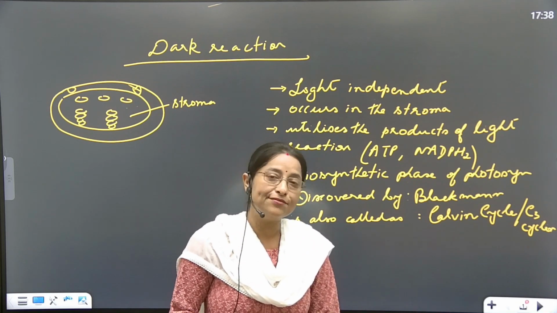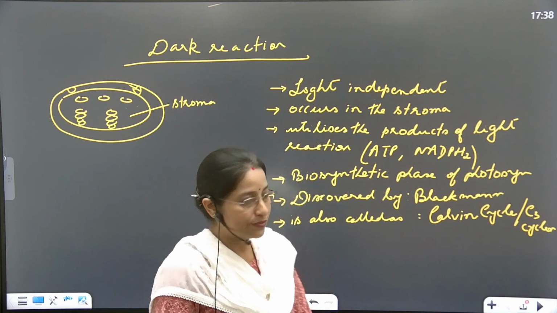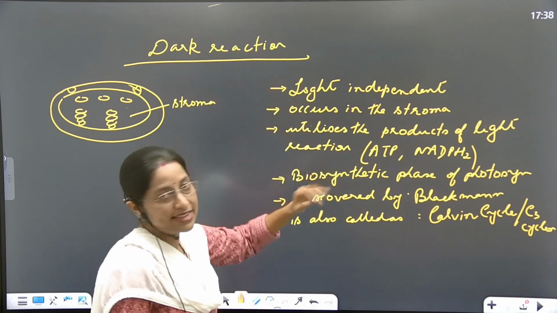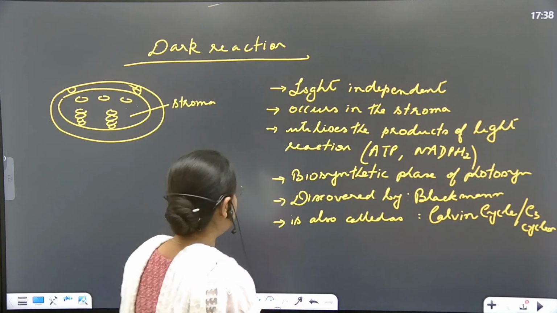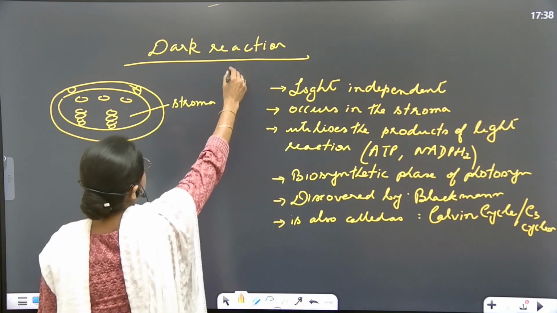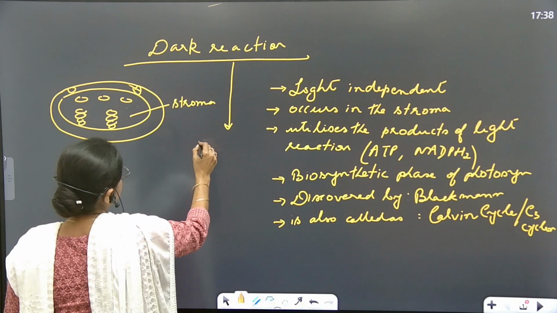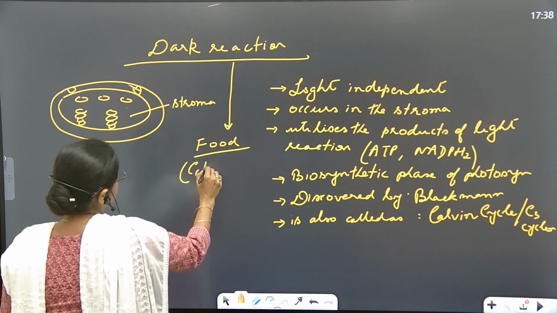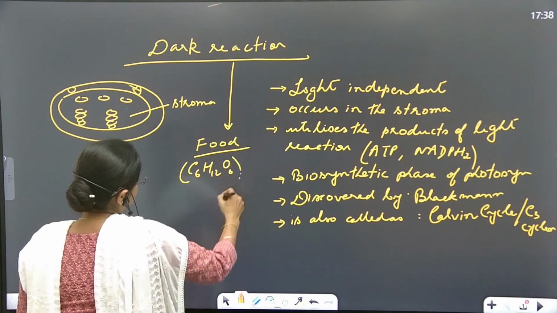As far as the discovery of the dark reaction is concerned, obviously we'll do it later, right? So when we talk about dark reaction, these are the certain things that we talk about. And obviously, what is the product of dark reaction? Food or C6.